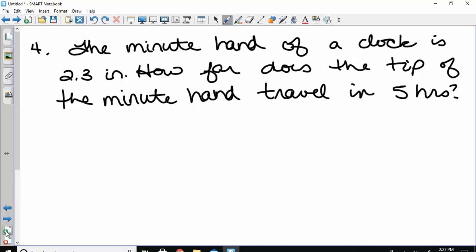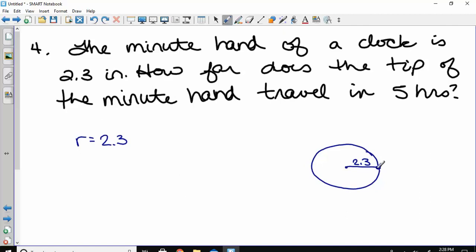All right. Do you want me to let you write? Some of you are writing. No, it's fine. So we're talking about a clock. And it says the minute hand is 2.3 inches. So if you think about the minute hand, it's from the center out. What variable is that? So my R is 2.3 inches.